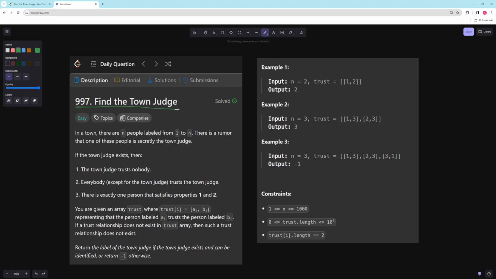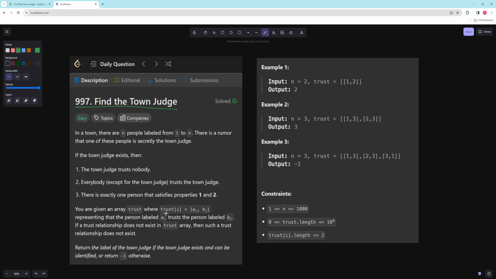In this video we're going to be working on find the town judge. In the problem there are n people labeled 1 to n, and there's a rumor that one of these people is a judge. If a judge exists, then the judge doesn't trust anyone and everybody else trusts the judge. There's exactly one person that satisfies these conditions.